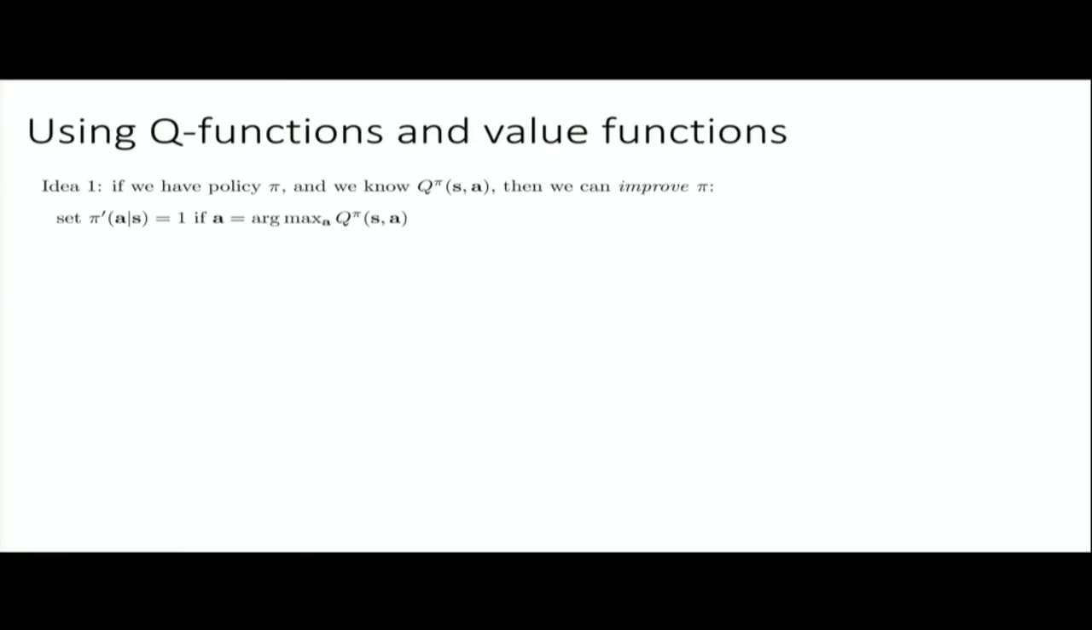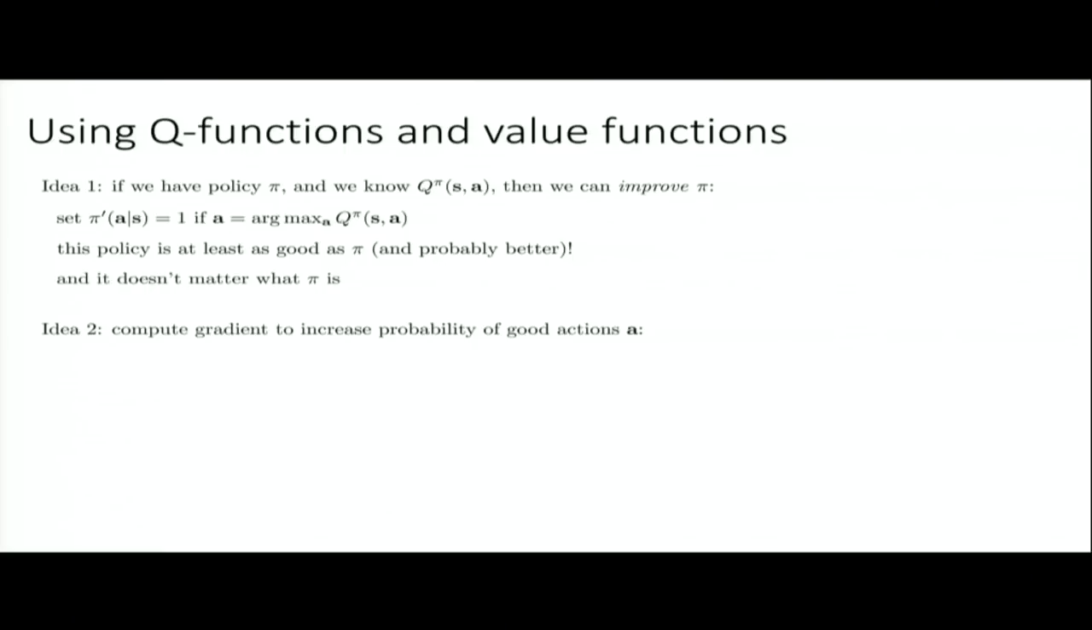So that's one idea that we might have, and we'll revisit this idea later. So this policy is at least as good as pi, and probably better in practice. And it actually doesn't matter what pi is. A second idea: we can compute gradients to increase the probability of good actions A. So if we want to have a neural net policy, and we know the Q function, we can use it to compute gradients.